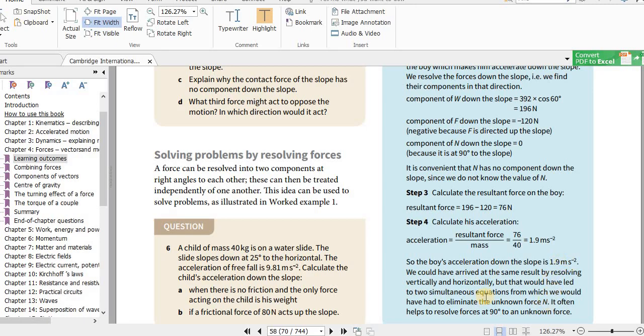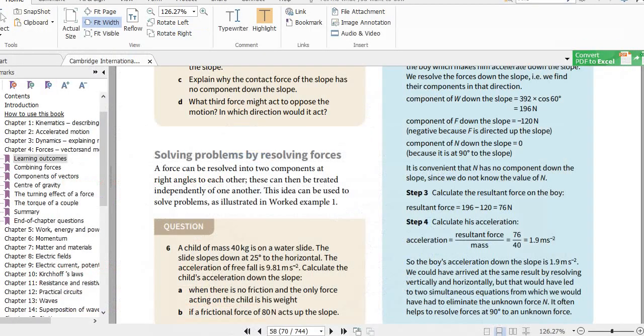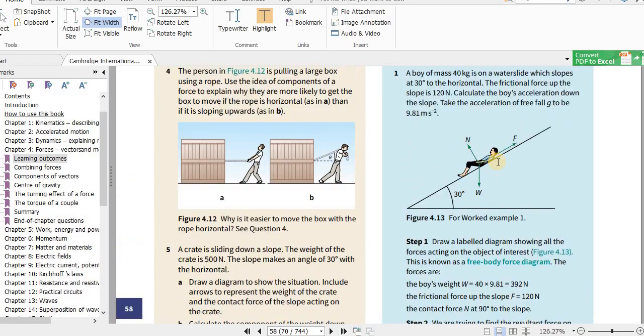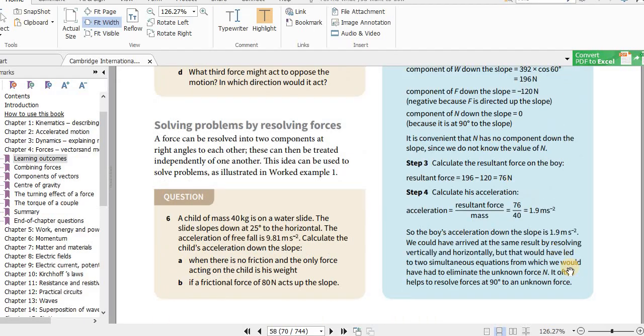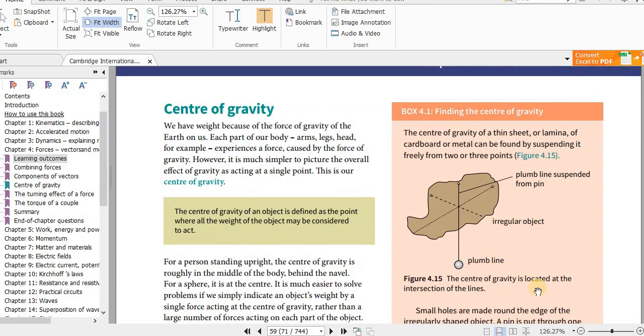We could have arrived at the same result by resolving vertically and horizontally. Now you can also resolve vertically and horizontally, but it will be complicated. So that's why we took the x and y axis directions tilted this way. If you take vertical direction as y axis, horizontal direction as x axis, then it will be complicated. So we do these kinds of questions by taking the components perpendicular to the slope and along the slope. But that would have led to two simultaneous equations, which we would then have to eliminate the unknown force N. It often helps to resolve forces at 90 degrees to an unknown force. Okay, so that's the end of that.